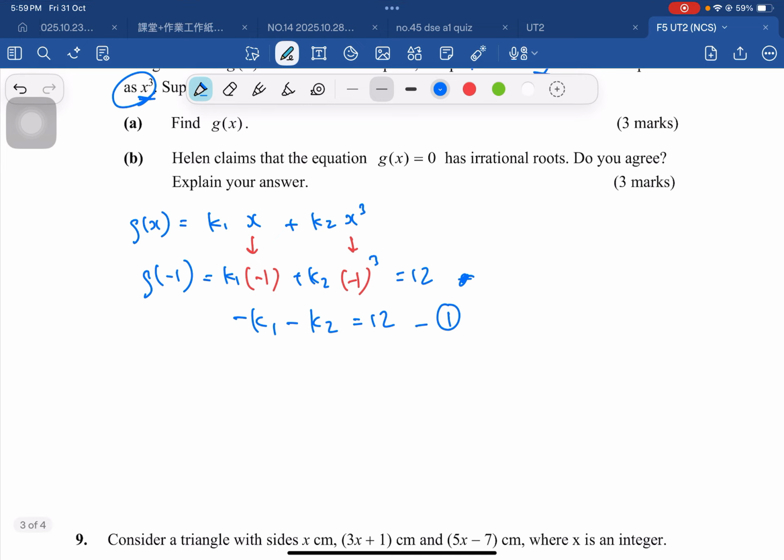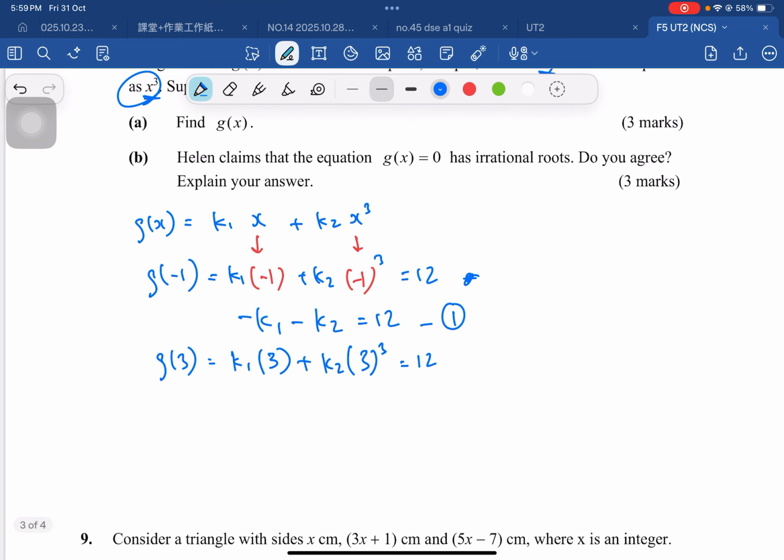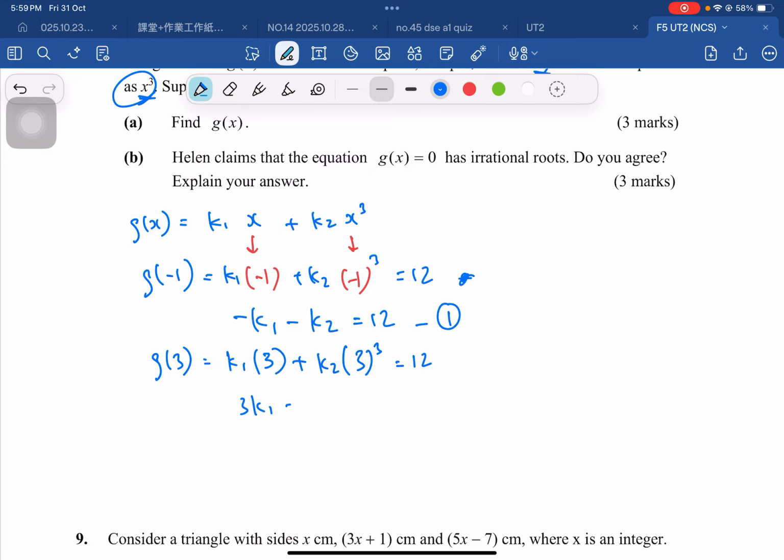So this is going to be your first equation. And then for the second equation, we can consider g(3), isn't it? So g(3) is equal to, you change the x becomes 3. So k1 times 3 plus k2 times 3 cubed equal to 12, and then now I have 3k1 plus 27k2 equal to 12. Then this is your second equation.